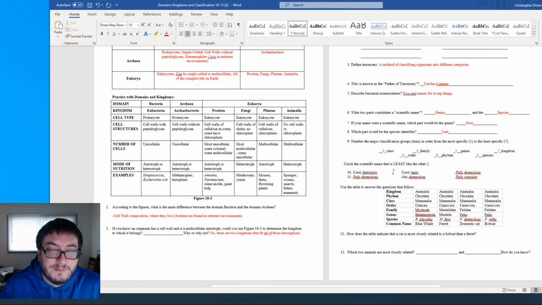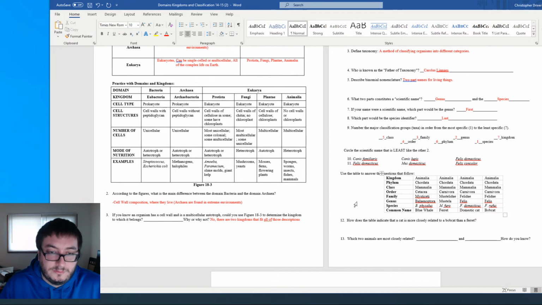Says circle the scientific name that is least like the other 2. Okay. Circle the scientific name that is least like the other 2. So, okay. Number 10. We're just going to highlight these, so it makes it a little bit easier. In number 10, we've got 3 names. We've got Canis familiaris, Canis lupus, and then Felis domesticus. This one's pretty easy. Which one is least like the other 2? Well, there's only one that has a different genus name. It is Felis domesticus. So that's the domesticated cat.